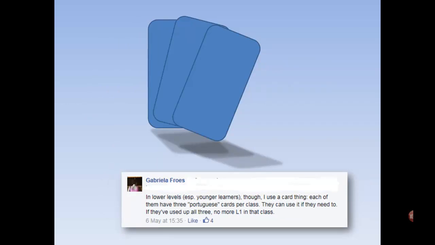Another thing from Gabriella was that she gives her learners, especially younger learners, a card idea. So she gives them 3 cards at the beginning of each lesson. They've got 3 chances to use L1, 3 chances to ask something or whatever in L1. When they use that, the card gets taken away. So they've only got those 3 chances. I think that's quite a nice idea, to give them a limited amount of stuff.